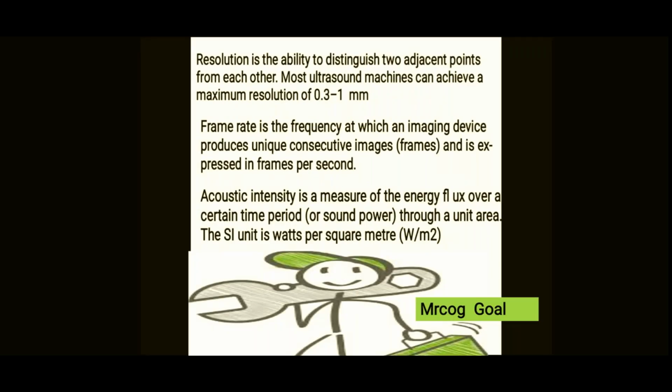So let's go into the resolution part. The resolution is, of course, the ability to distinguish two adjacent points from each other. So how good it is to visualize. So most ultrasound machines can achieve a maximum resolution of 0.3 to 1 mm. So remember all these points that I'm talking about are questions for your SBAs.